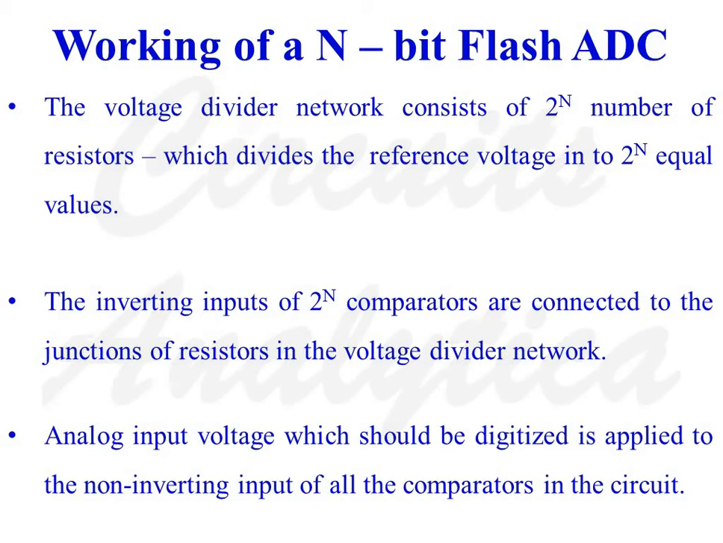Now we will discuss the working of an n-bit flash ADC. The voltage divider network consists of 2 raised to n number of resistors, which divides the reference voltage into 2 raised to n equal values. The inverting inputs of 2 raised to n comparators are connected to the junctions of resistors in the voltage divider network. Analog input voltage, which should be digitized, is applied to the non-inverting input of all the comparators in the circuit.